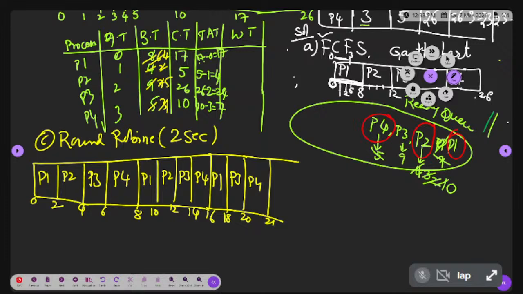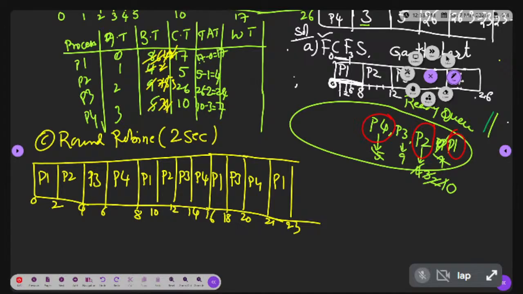So P1, 2 seconds over. Still 2 seconds only, still 3 more. P4 needs only 1 second, 20 to 21. P4 is also in the race. This is for 2 seconds, this is for 3 seconds. First P1 2 seconds, 23.